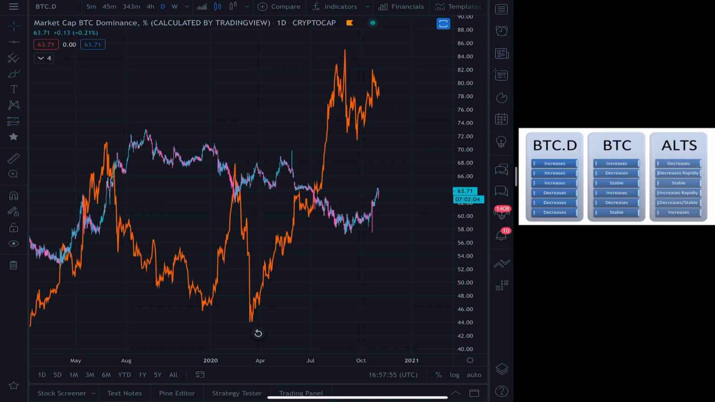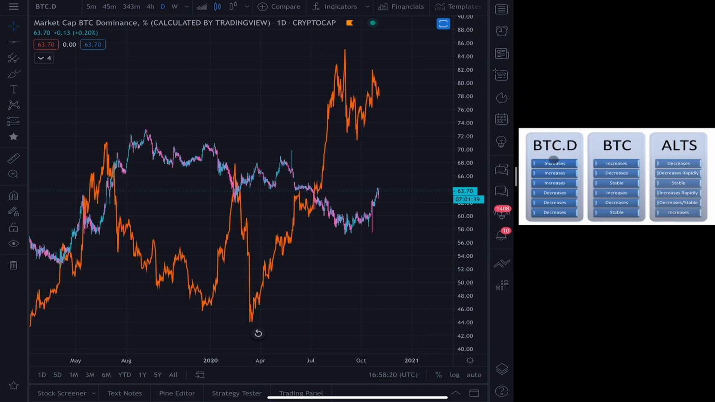Often this is not the case. When we see stability in Bitcoin, it can trigger altcoins to perform well. But if Bitcoin dominance is increasing at the same time, then the money flow is at an equilibrium. So we don't see a lot of volatility, which is rare because this is crypto, it's volatile. But I'm just pointing it out.